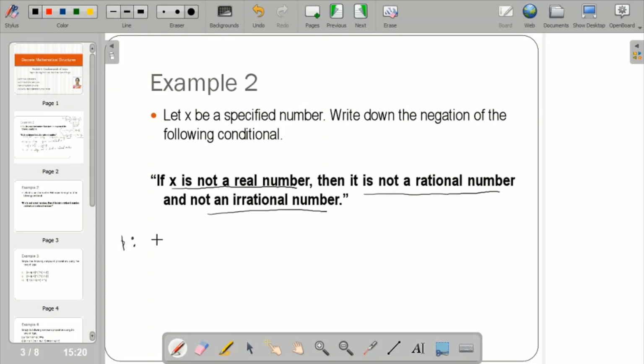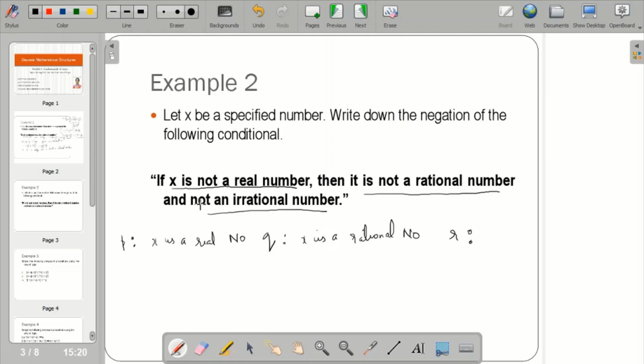So what should it be? If you want to write just p, it is nothing but x is a real number. Q is what? Let us take this as q. Not a rational number means negation of q. So here we'll write q as x is a rational number.